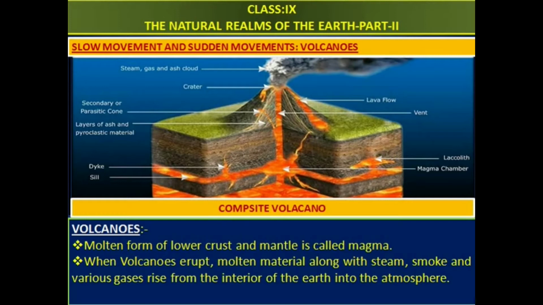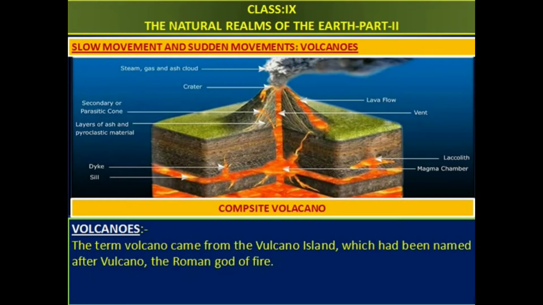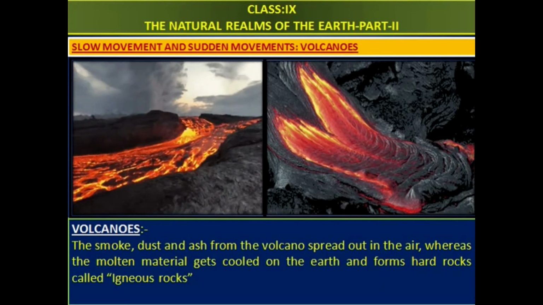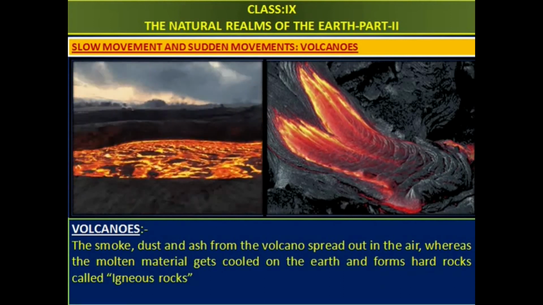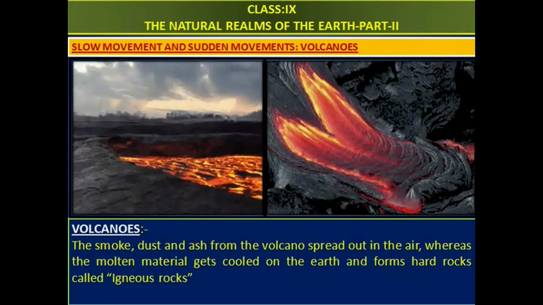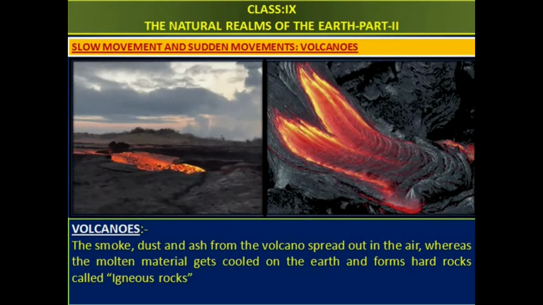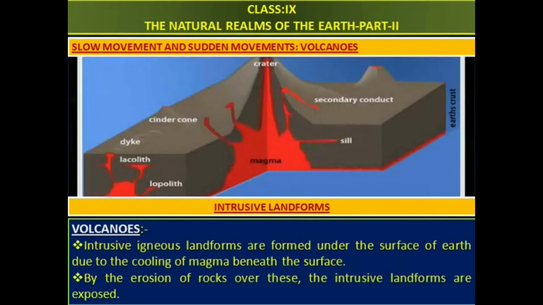When volcanoes erupt, molten material along with steam, smoke, and various gases rise from the interior of the earth into the atmosphere. The term volcano came from Volcano Island, which had been named after Vulcan, the Roman god of fire. The smoke, dust, and ash from the volcano spread out in the air, whereas the molten material gets cooled on the earth and forms hard rocks called igneous rocks.